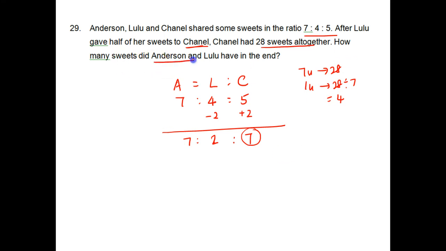How many sweets did Anderson and Lulu have? So Anderson is 7 units. Lulu is 2 units. So 7 units plus 2 units will be 9 units. So 9 times 4, which is 36 sweets.